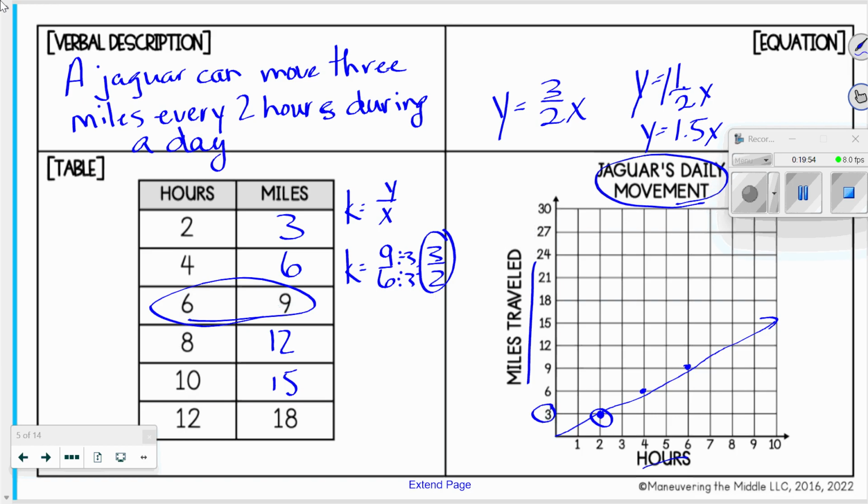You have the verbal, you've got your equation, and your table's filled out, and we've graphed it. Again, don't forget to use a ruler or straight edge, and make sure you put the arrow at the end. Good luck, guys. I don't think I have homework.